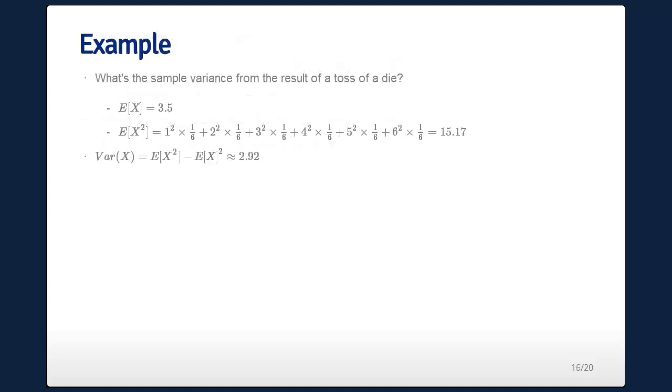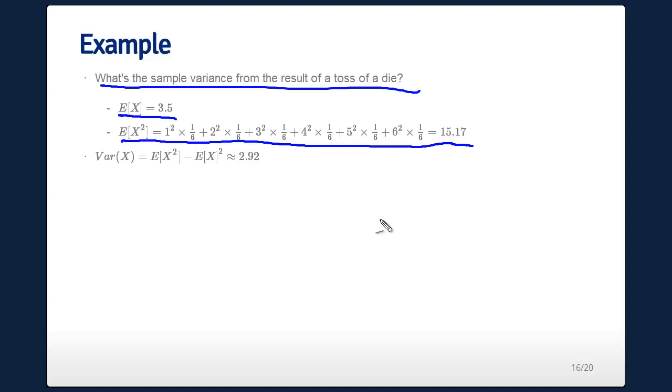All right, let's go through a conceptual example. What's the sample variance from the result of a toss of a die? So recall the expected value was 3.5, and then the expected value of x squared works out to be 15.7. Our variance works out to be around 2.92.